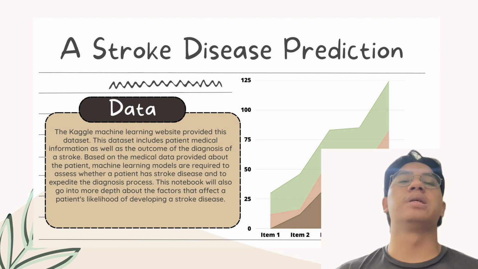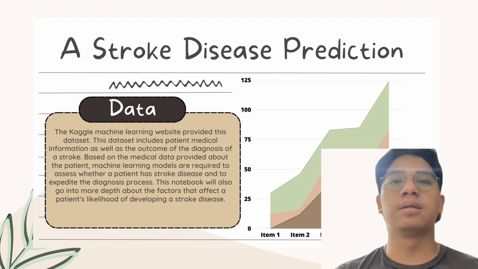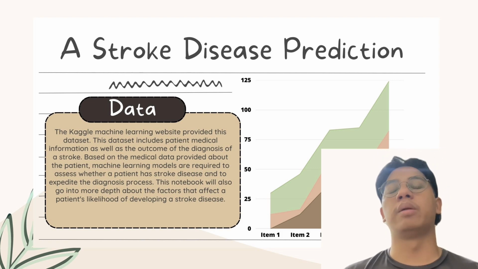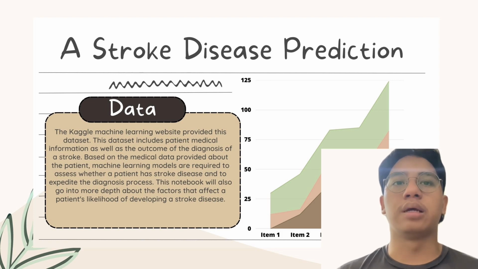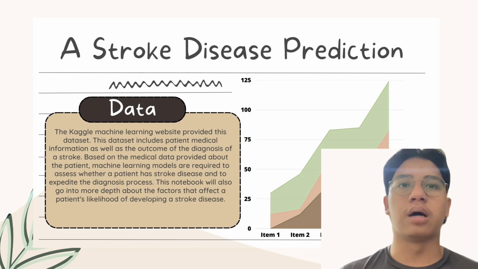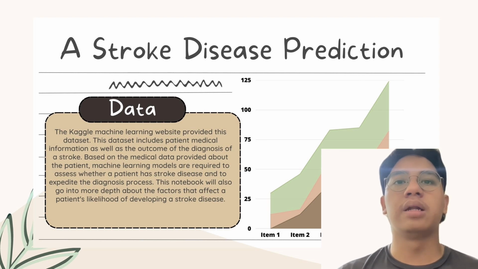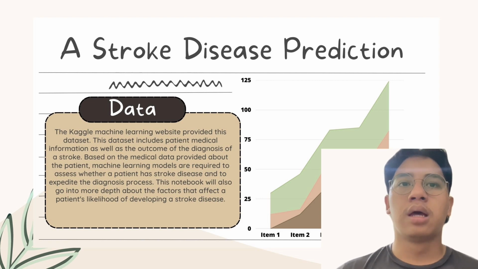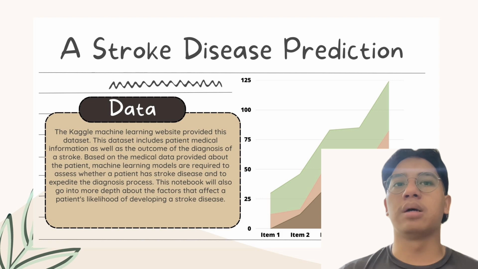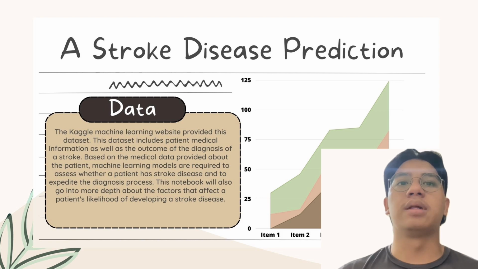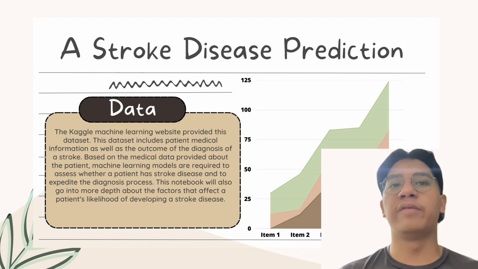So our example of machine learning in healthcare is stroke disease prediction. For the data, we obtained it from the Kaggle machine learning website that provided this dataset. This dataset includes patient medical information as well as the outcome of the diagnosis of the stroke disease. Based on the medical data provided about the patient, machine learning models are required to assess whether a patient has a stroke disease and to expedite the diagnosis process.